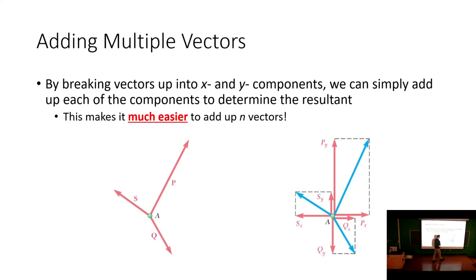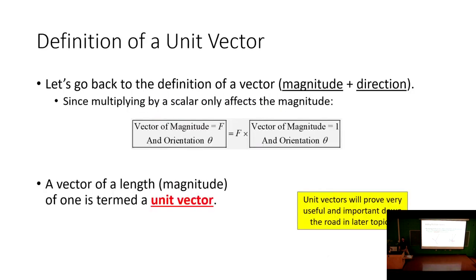For example, vector P is going to have a positive component in the x-axis and a positive component in the y-axis, whereas vector Q is going to have a positive component in the x-axis, but a negative component in the y-axis. Right? You've got to make sure that you're accounting for your signs properly. But once you've done that, all we do is take all the x components, add them together, all the y components, add them together, and now we have a resultant. It's a lot more systematic, a lot more straightforward.